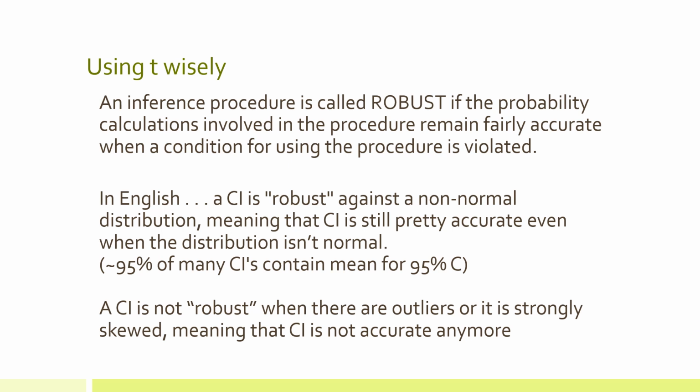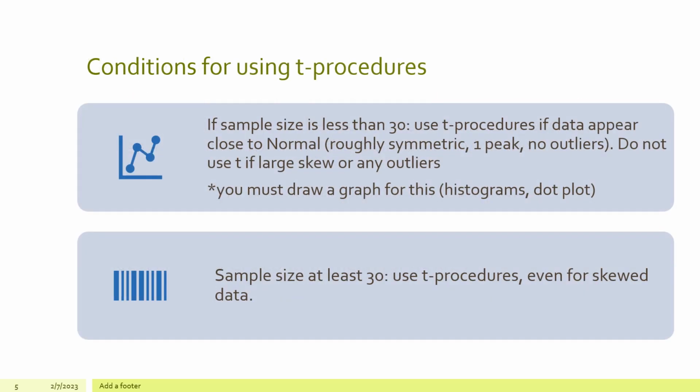So, okay, let's go back to the conditions. Conditions for using T procedures. If it hasn't told us anything about normal, and we have a sample size of less than 30, use T procedures if the data appear close to normal. So what are you looking for? Close to normal is a really relative term, right? I want roughly symmetrical, one peak or close to one peak, and no outliers. Do not use the T if you see a large skew or any outliers.